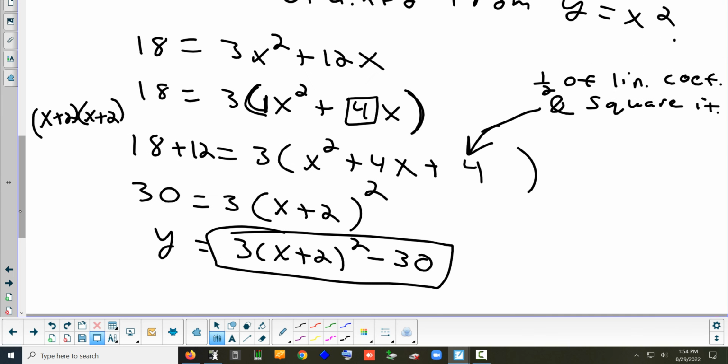And a lot of times, this step doesn't even happen. They start you off with something that's already 1x squared, so you get to skip that step. That's the hardest completing the square problem you could have. It doesn't get any more difficult than that. It can get easier.